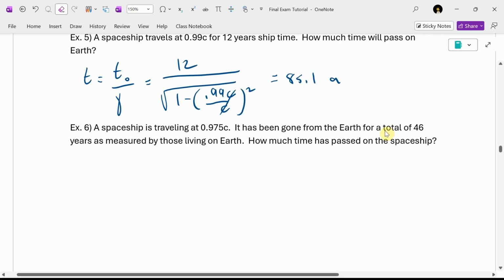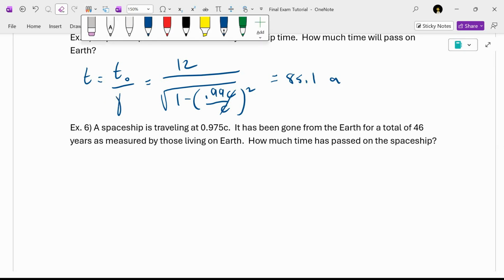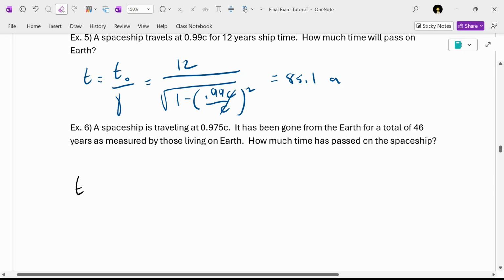Example 6. Haley, what are they asking me to find in example 6? How much time has passed on the? Is that T or T0? How will I get the T0 by itself? What's the square root thing doing to the T0? So, and I don't need to memorize that. I can just derive it. Hopefully you're comfortable with that level of formula manipulation, all of you. So it's going to be T0 equals T times that.